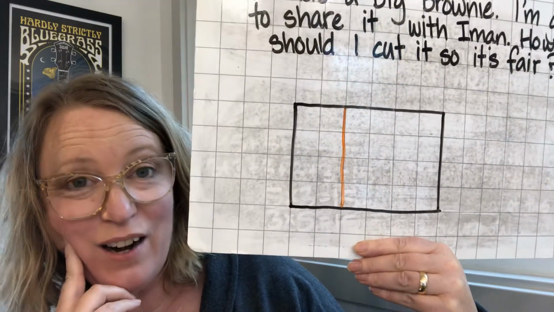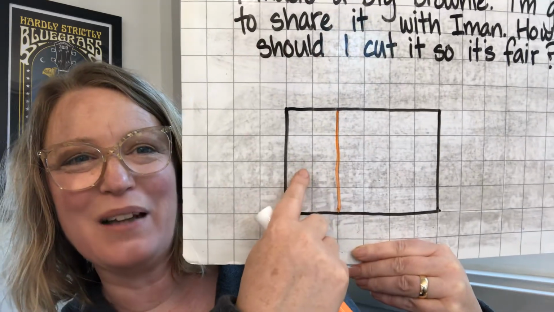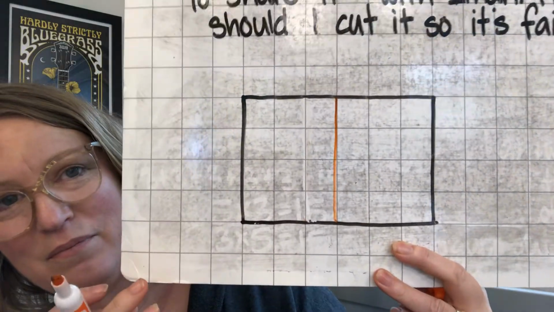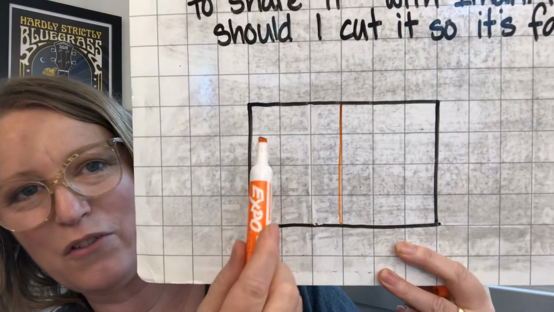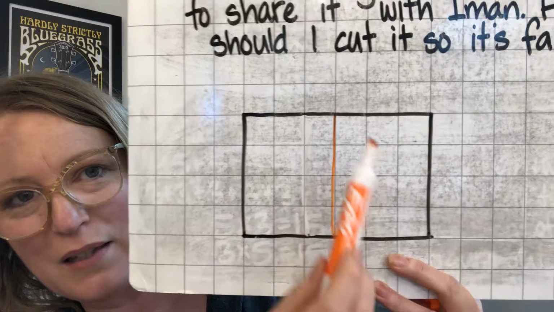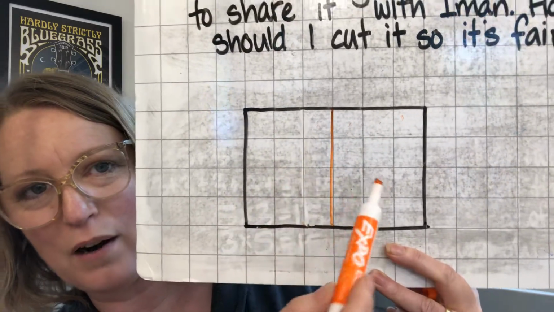No, it's not fair. Why? Yeah, because Iman's part is smaller and my part is bigger. I was being sneaky. You guys caught me though. Okay, so I'll move the line over. Is it equal now? Yes, it is. And if you look at how many squares there are, you can tell. There's 1, 2, 3 on Iman's side, 1, 2, 3 on my side. So these are 2 equal parts.